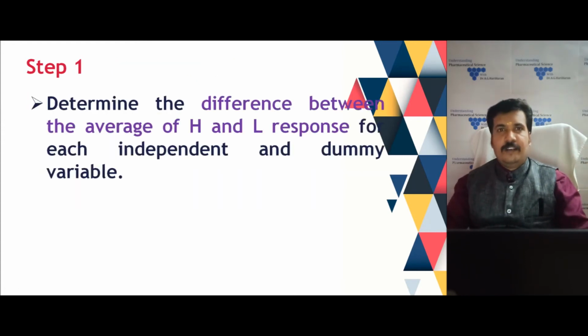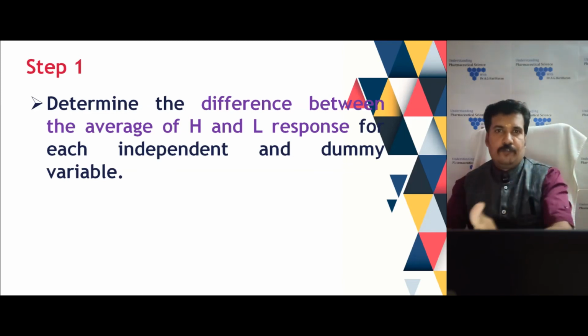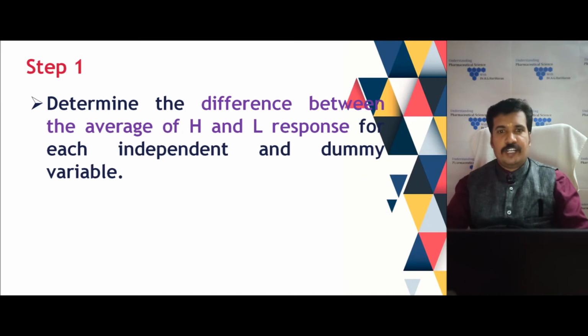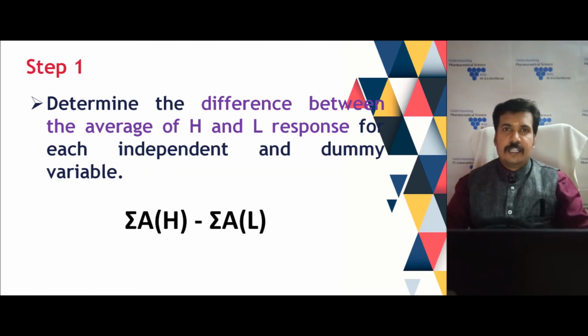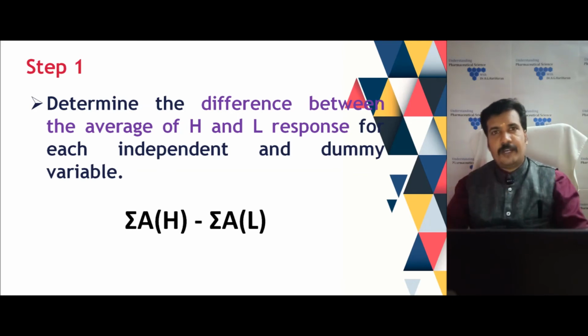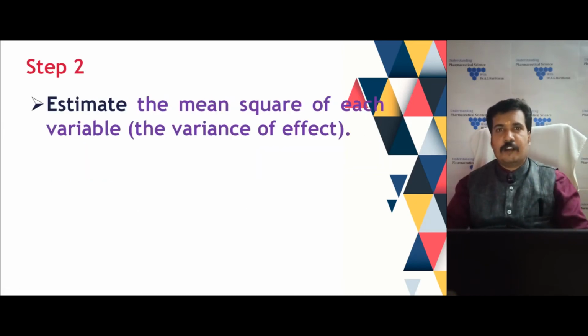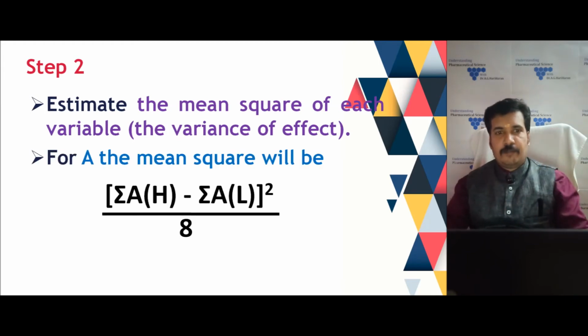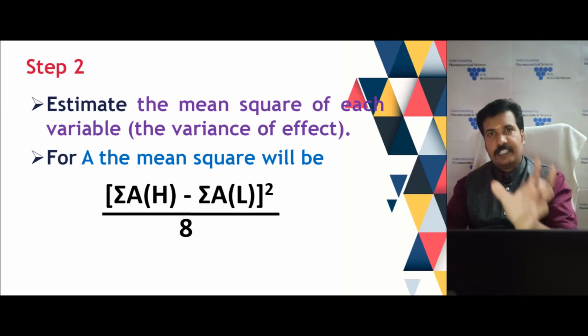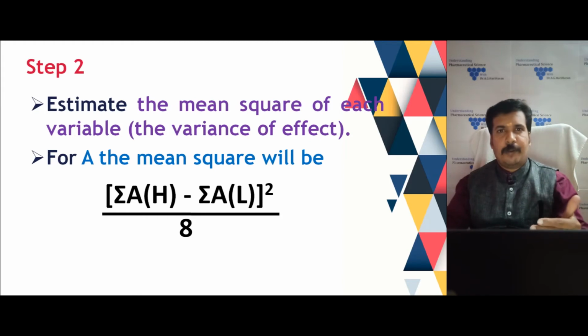In step 1, the 4 high readings are summed up and divided by 4 to get the average. Similarly, for the 4 low readings, we divide by 4. Then the difference is calculated by a simple formula: sigma of variable A high minus sigma of variable A low. Similarly, we calculate the mean square, that is the variation effect, with a simple mathematical formula. For variable A, it is sigma of A high minus sigma of A low, the whole squared, divided by the number of experiments. In this case I have taken 8 experiments, so I divide by 8.